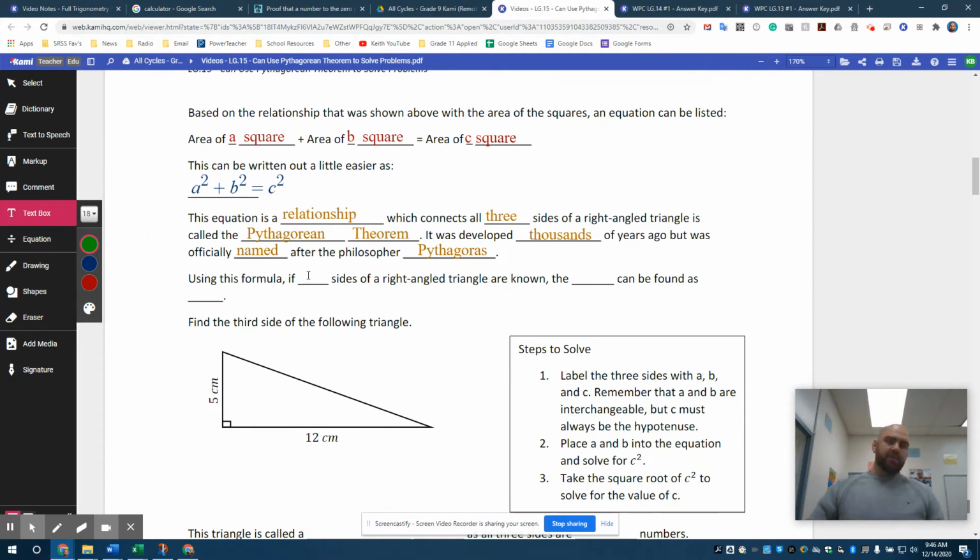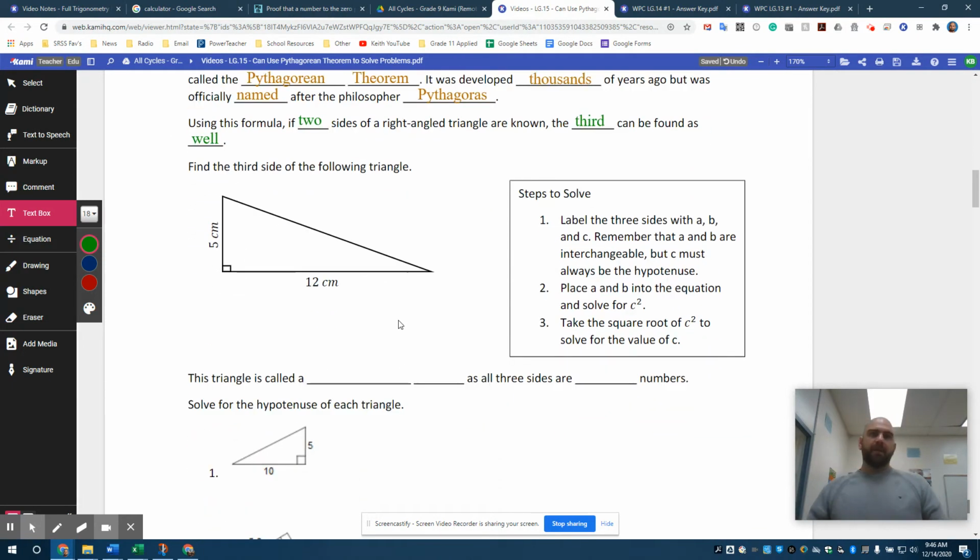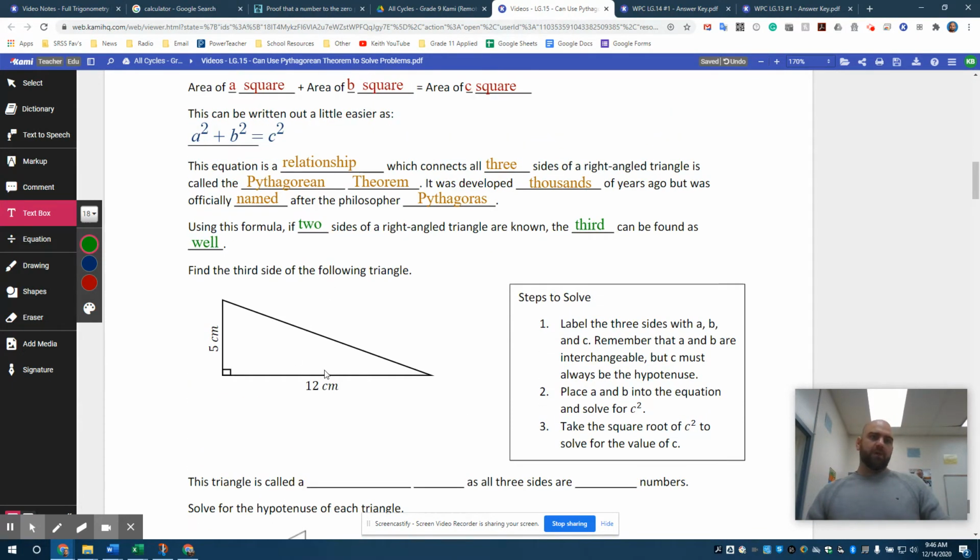Now, using this formula, if two sides of a right angle triangle are known, then the third can be found as well. So we're using this to solve for the third side of a triangle. Let's find the third side of the triangle. So first thing we're going to do here, we've got an example. We have this side is 5 centimeters, this side is 12 centimeters. We want to try to find what is our third side. And so we're trying to find the hypotenuse.